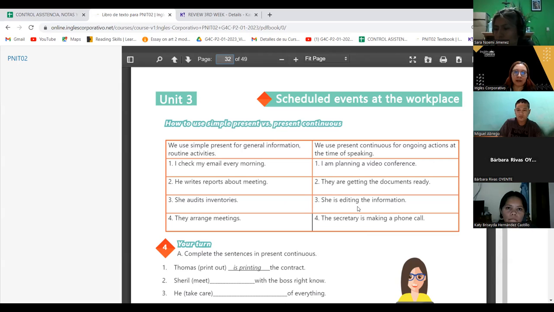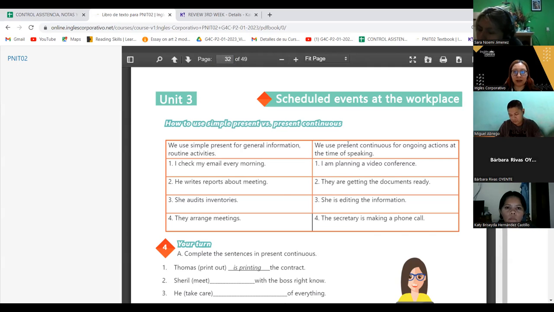¿Qué es lo no tan fácil? Recordar que siempre va a ir el verbo to be antes del verbo en ing. Después del sujeto y antes del ing, va el verbo to be. Right? Es como un extra step que por eso a veces se nos puede olvidar, pero teniendo en cuenta, repasándolo, eso es como la clave, right?